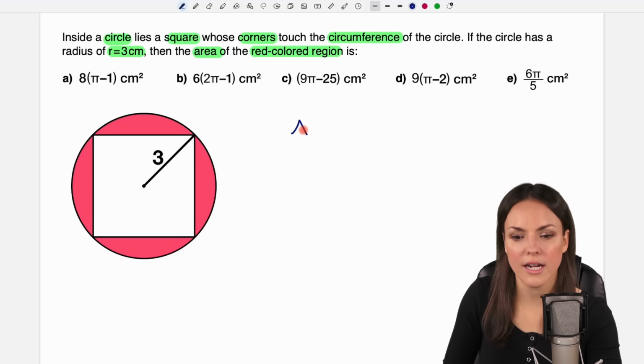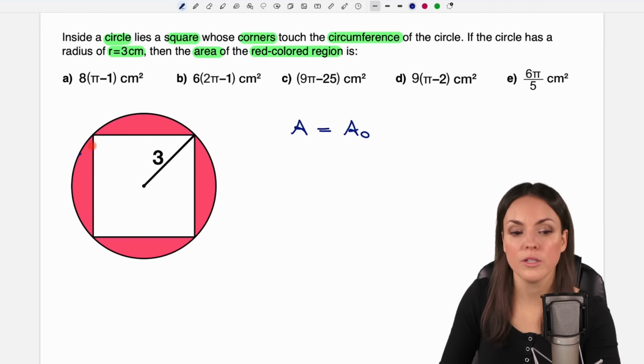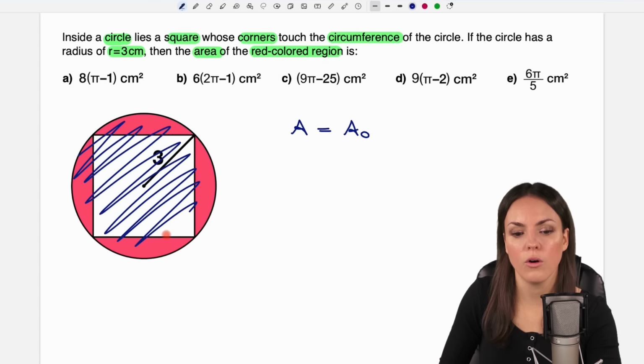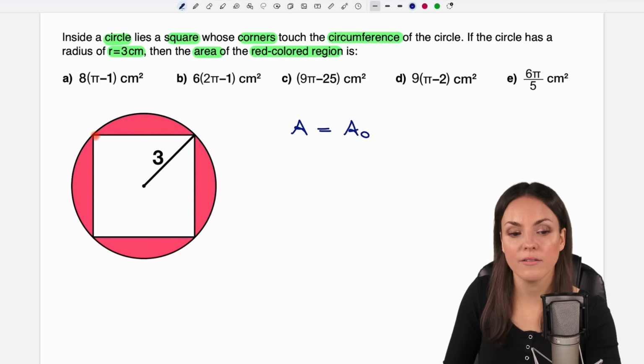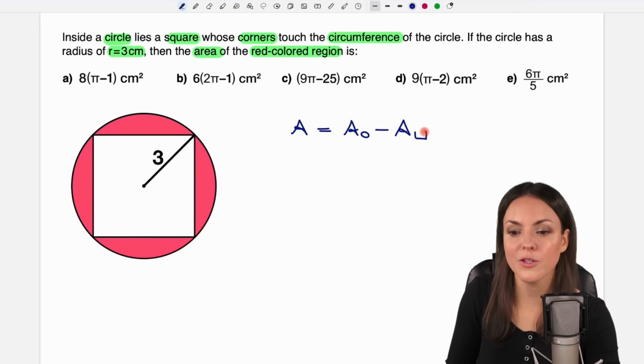So I call this area A, and it consists of the area of the whole circle, but that would be too much because this would be all this area, but we have to subtract the area of this square here because it's white. So from the area of our circle we subtract the area of the square. That's our plan.